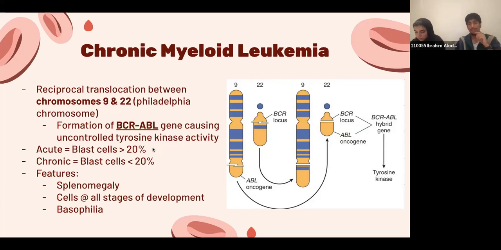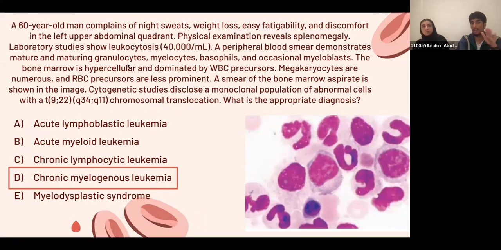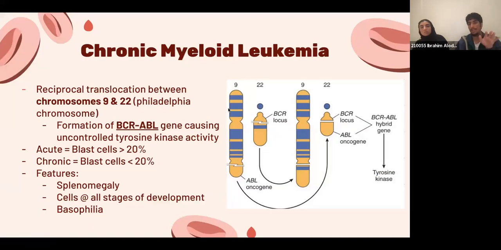Features of CML would be splenomegaly. You're going to see cells at all stages of development. Like in this question, they said maturing granulocytes, myelocytes, basophils, so they're all at different stages of development. Another thing that's unique to CML is the basophilia. I don't know how much this actually translates in the real world, but in questions, it does. In questions, basophilia is usually a keyword for CML. So keep that in the back of your mind.